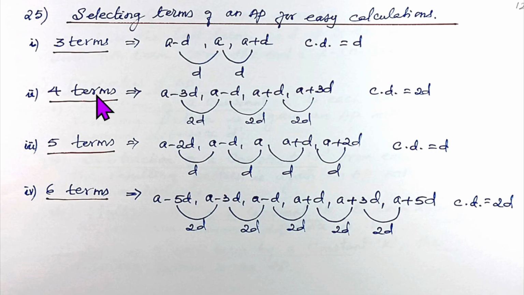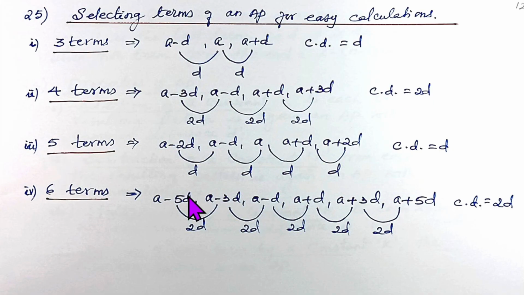If 4 terms are required, then start with a plus d, add 2d, then you get a plus 3d on the right. Minus 2d will get a minus d, again minus 2d will get a minus 3d. So this is the pattern which we have to use if 4 terms are required, and the common difference will be 2d.